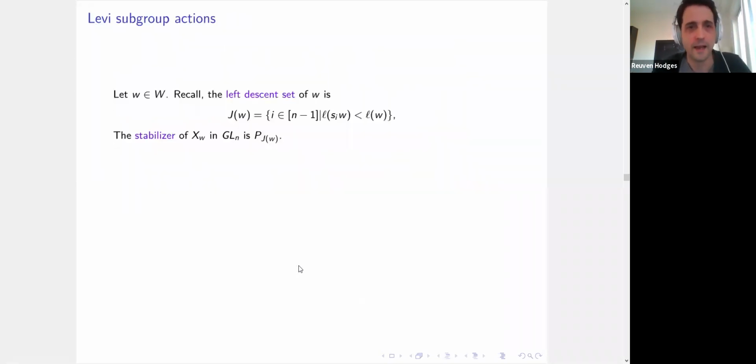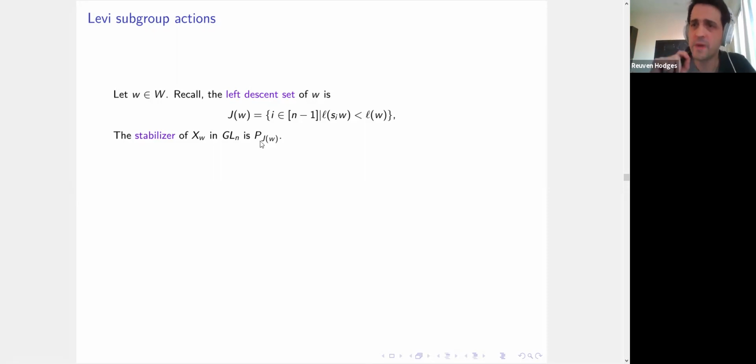Oh, okay. So why am I talking about these Levis? Well, they're reductive. Now, when do they actually act on the Schubert variety? Let's recall this definition I had earlier of the left descent set. This is just the i's such that acting on w on the left decreases the length. It turns out that the stabilizer of the Schubert variety X_w inside of GL_n is actually the parabolic associated to the descent set.